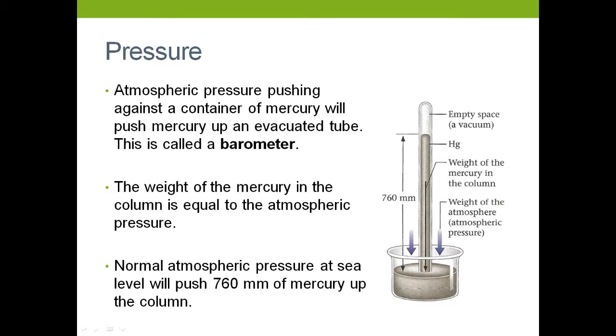Atmospheric pressure pushing against a container of mercury will push mercury up an evacuated tube. This is called a barometer. The weight of the mercury in the column is equal to the atmospheric pressure. Normal atmospheric pressure at sea level will push 760 millimeters of mercury up the column.